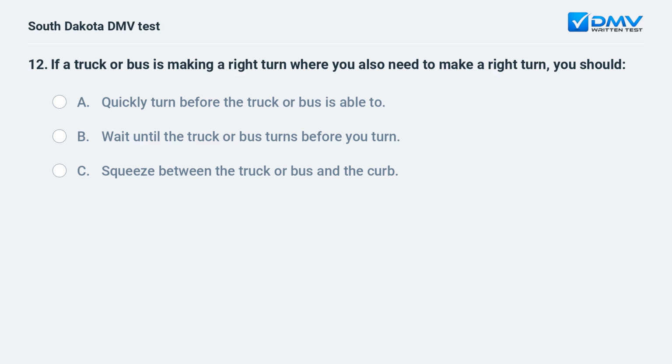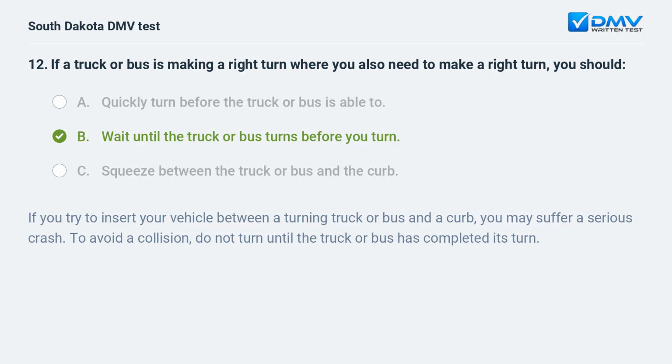If a truck or bus is making a right turn where you also need to make a right turn, you should A. Quickly turn before the truck or bus is able to. B. Wait until the truck or bus turns before you turn. C. Squeeze between the truck or bus and the curb. The answer is B. If you try to insert your vehicle between a turning truck or bus and a curb, you may suffer a serious crash. To avoid a collision, do not turn until the truck or bus has completed its turn.